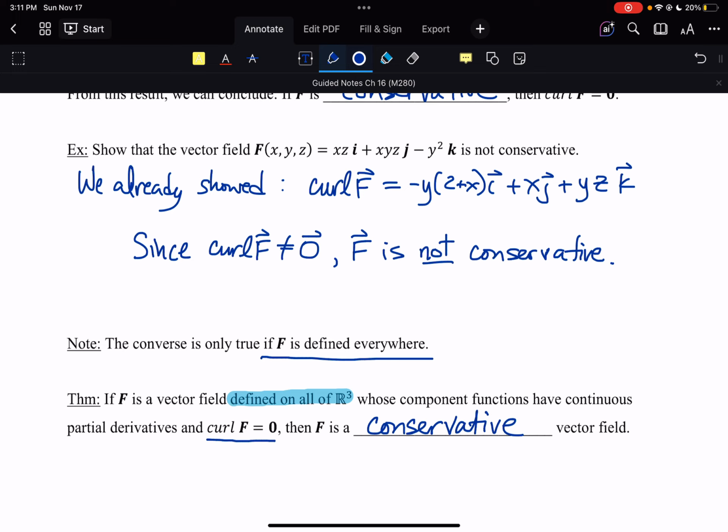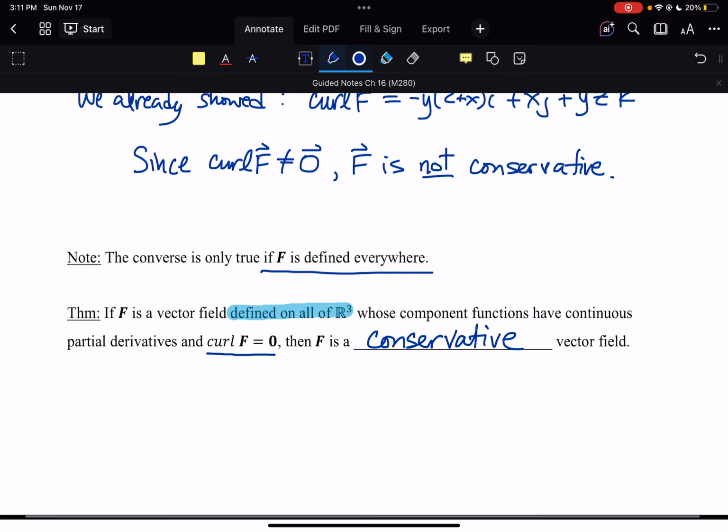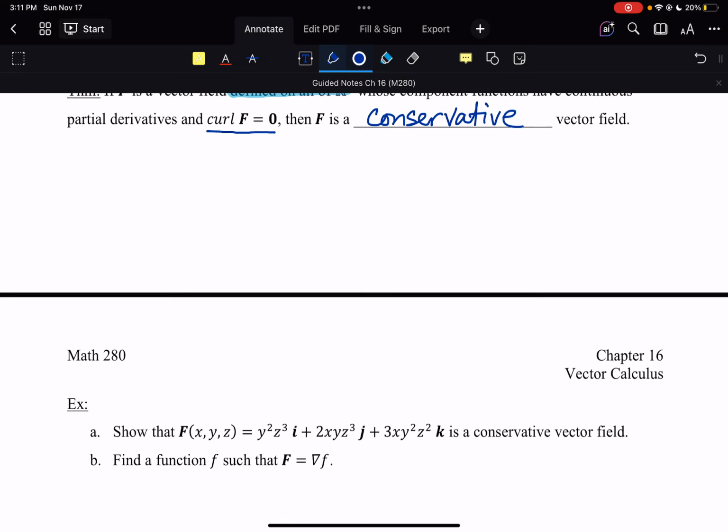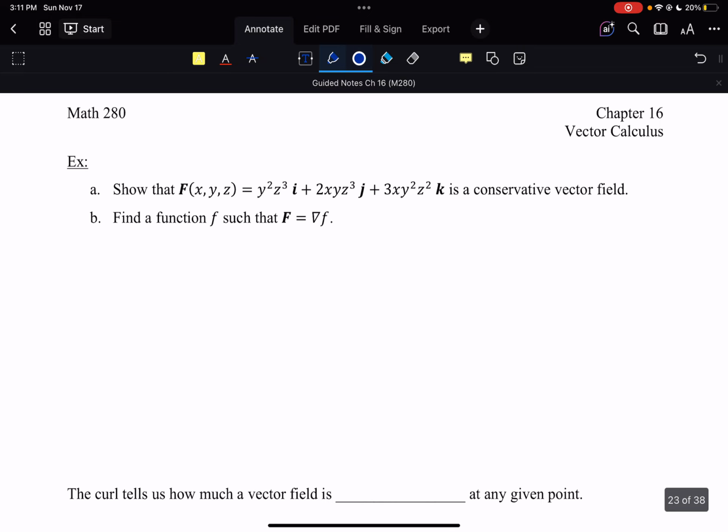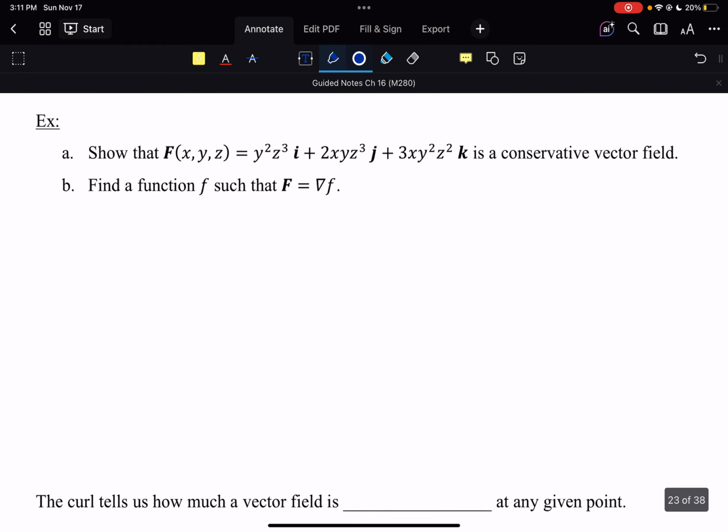And what does it mean to be conservative? It means that it can be written as a gradient field, okay? And that there is a potential function, right, whose gradient it is. So tying in a couple of the previous sections here. So let's take a look at an example, the top of the next page. So show that this vector field is conservative.